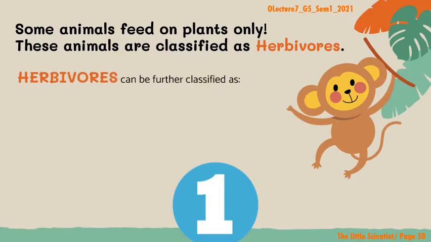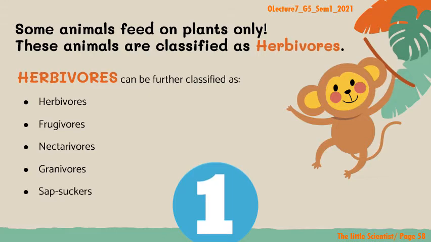Herbivores are also classified into different classes: herbivore, herbivore frugivore, herbivore nectarivore, herbivore granivore, herbivore sapsucker. So it's according to the type or the part of the plant that the animal is consuming. So a herbivorous animal is an animal that feeds on plants only. But we have special types or classes of herbivores.